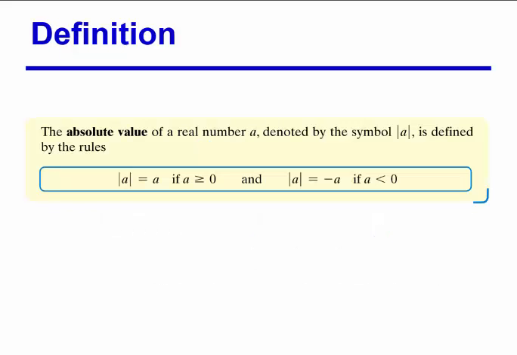Now the next thing we're going to talk about is absolute value. So the absolute value of a number A, denoted by the symbol, here we can see the symbol, is defined by the rules. The absolute value of A is equal to A if A is greater than or equal to 0, and the absolute value of A is equal to negative A if A is less than 0.